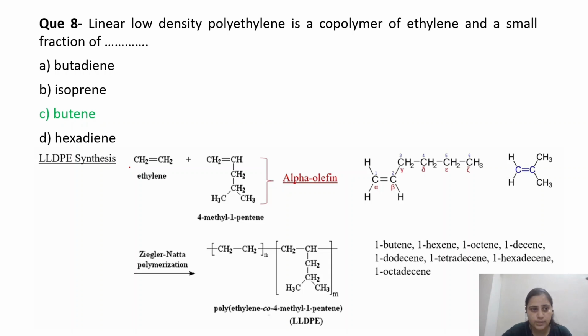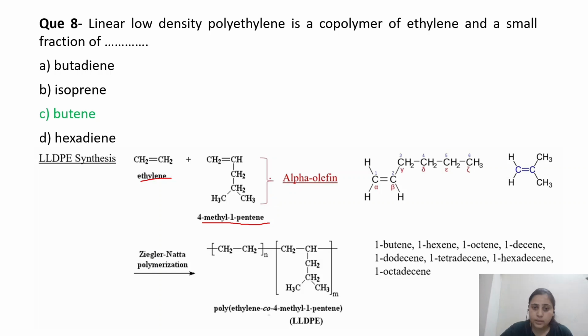LLDPE is synthesized from two monomeric units, which are ethylene and 4-methyl-1-pentene. This is an alpha olefin. This is of the category of alpha olefins. So when ethylene is combined with an alpha olefin, any monomeric unit from the alpha olefin group, in the presence of Ziegler-Natta as catalyst, it will polymerize and form LLDPE.